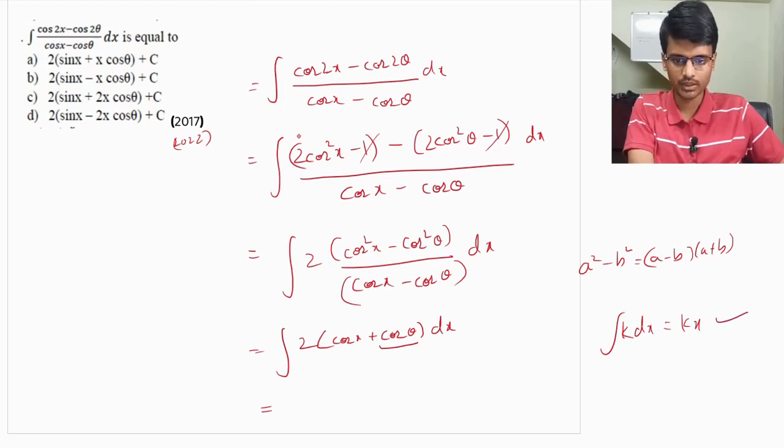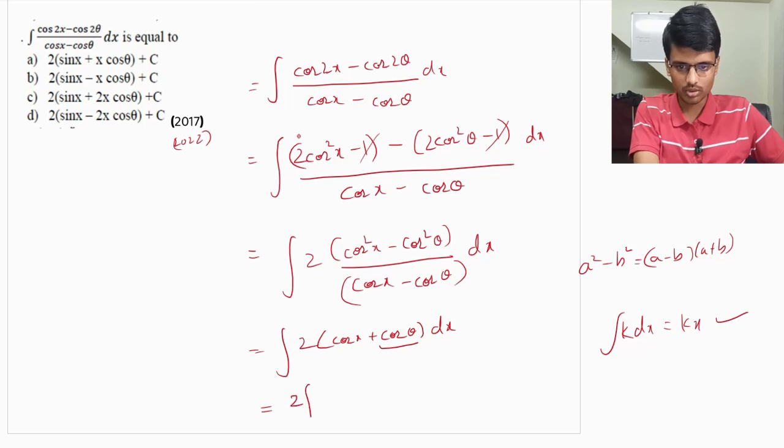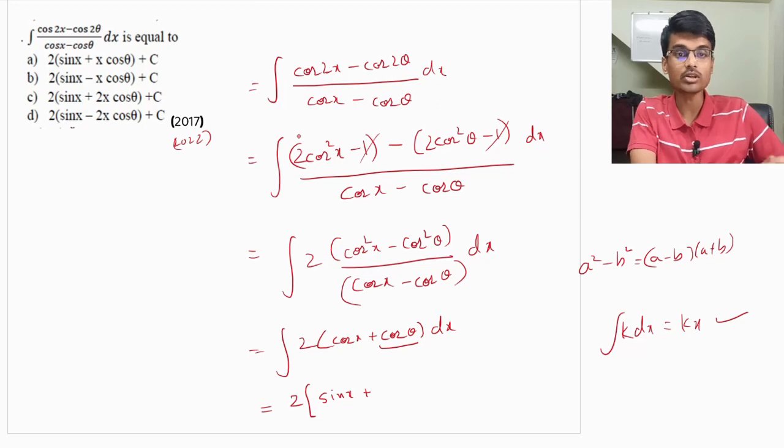So 2 I'll take out. We know what is integration of cos x. It is nothing but sin x. Integration of cos theta: cos theta here is a constant because we are integrating it with respect to dx. So I can write it as cos theta x. So which of the options matches here?